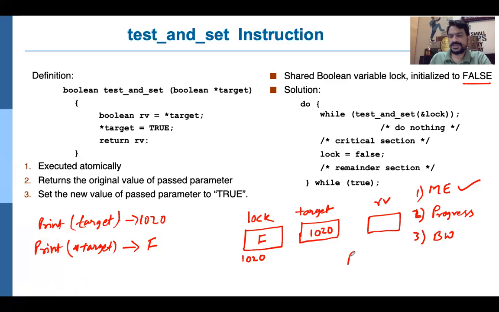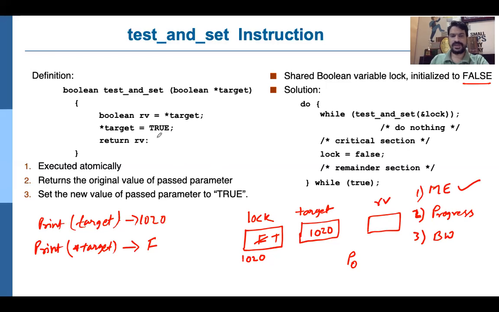We have the process P0 and it is executing this code. At the very first, it is going to execute it. So the lock address will be assigned here in the target. Target value will be 1020. Then whatever the target value is, it will become true. So this will become false from true, and RV will be returned.